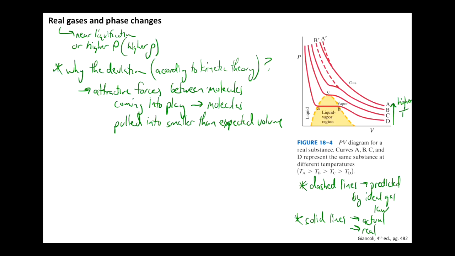So let me point out a couple of different things on this particular graph, and I like to keep writing with the pointer. That doesn't work at all. First of all, let's take a look at curve D. Curve D, the one on the bottom, the one at the lowest temperature. You can see that they've drawn this as passing through a liquid vapor region, which means that as we go from point B on the graph over to point A, we have liquefaction.